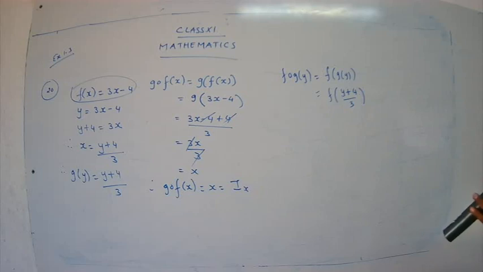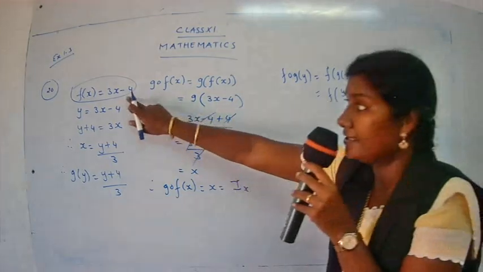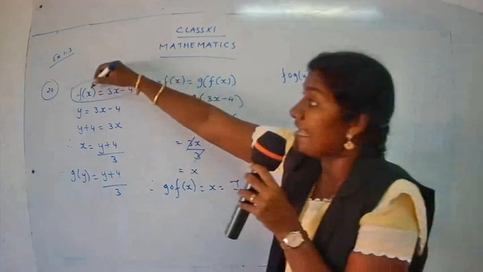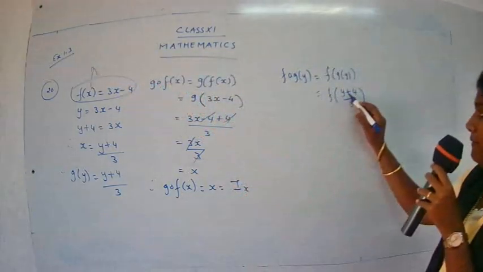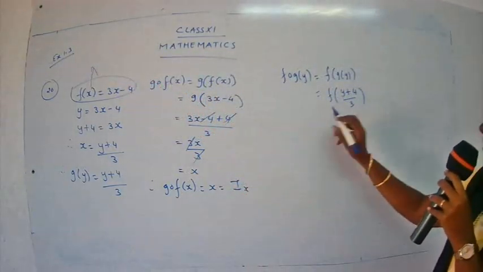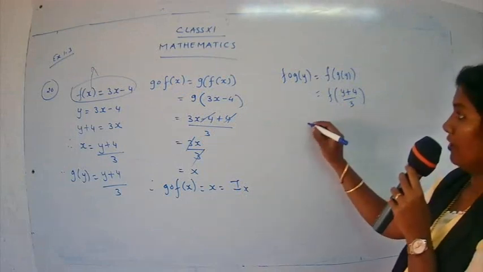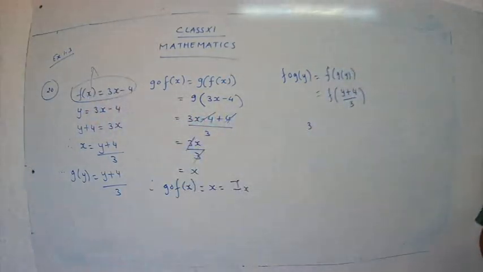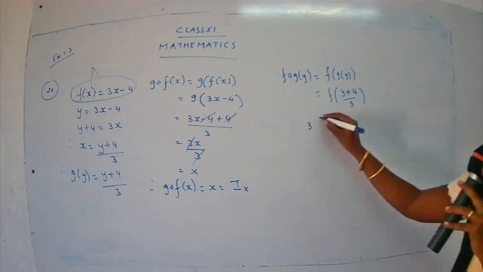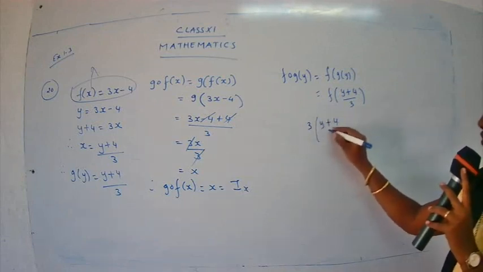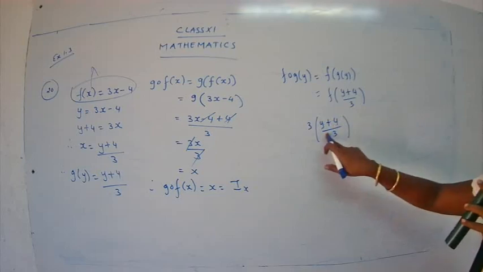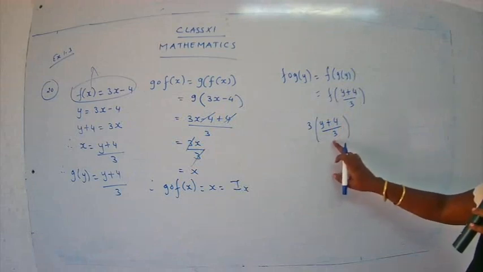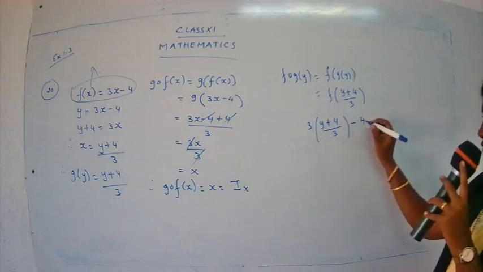Done. What is the value for f of x, children? Yes, it's 3x minus 4. So what are we going to do? We are going to replace x as y plus 4 upon 3. So you get 3, and in place of x you have to write y plus 4 upon 3. That is, I have replaced x as y plus 4 upon 3, minus 4.